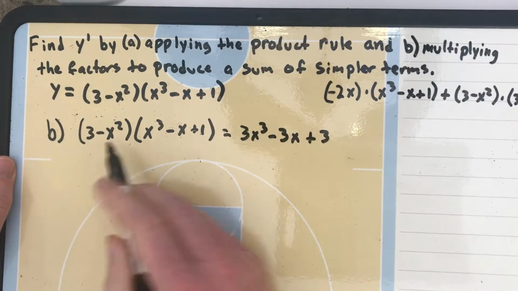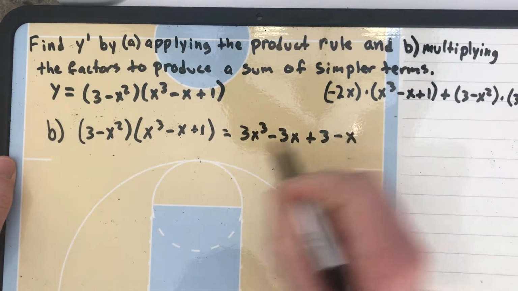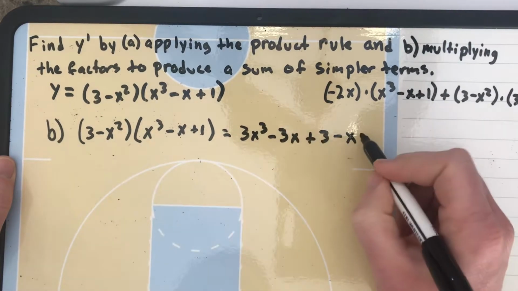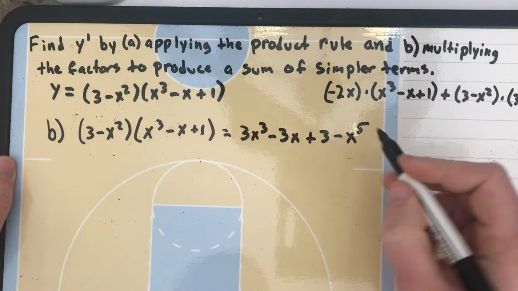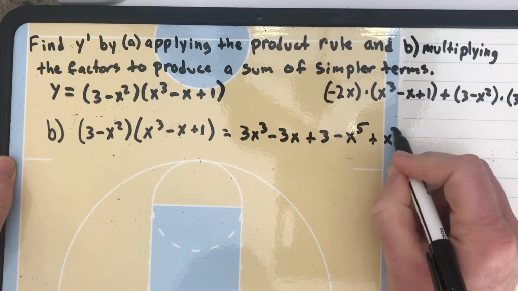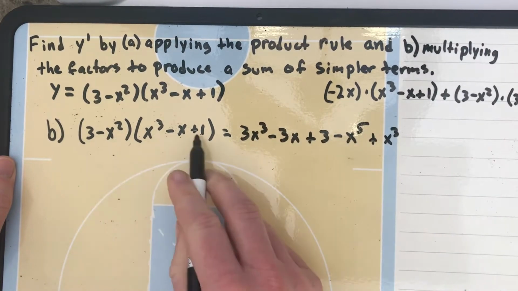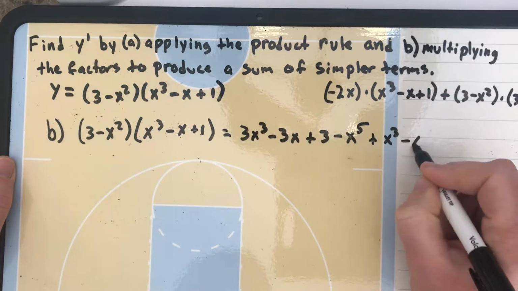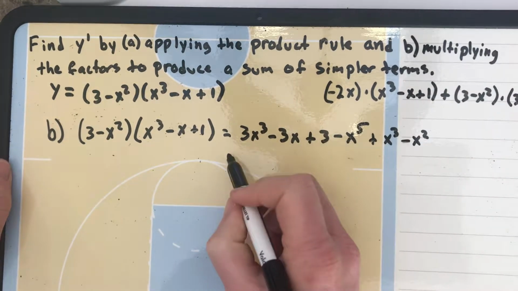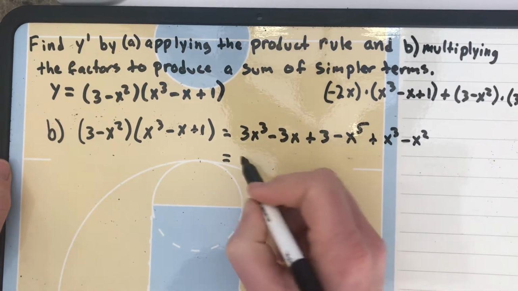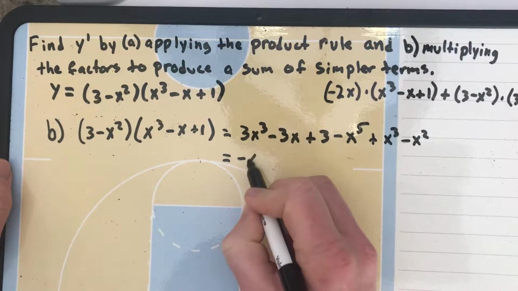Now I'm going to go with this other one, and negative x squared times x cubed is negative x to the 5th. Negative x squared times negative x is positive x cubed. And then negative x squared times 1 is negative x squared. Let's combine like terms and put them in a better order. So we're going to call this negative x to the 5th.